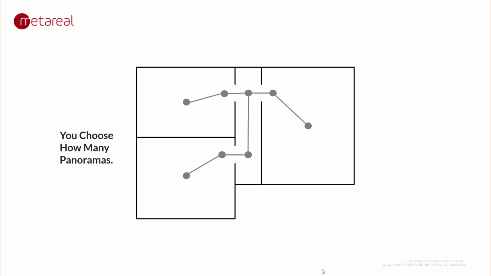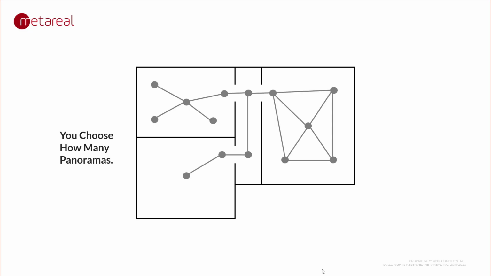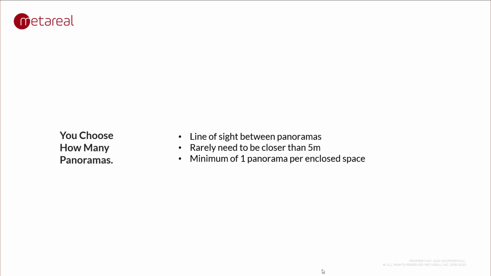Of course, if you want to add a few more points, you want to have a bit more navigation, you can shoot more panoramas. And indeed, if you have large spaces or there's lots of occlusion in the space, you can go further and shoot maybe even 4 or 5 panoramas in each room. But the baseline is that you need to have line of sight between the panoramas. They rarely need to be closer than 5 meters together. And you need a minimum of 1 panorama per enclosed space.